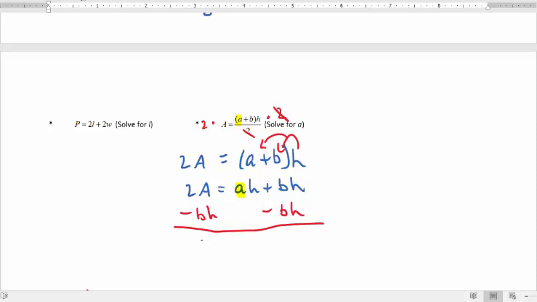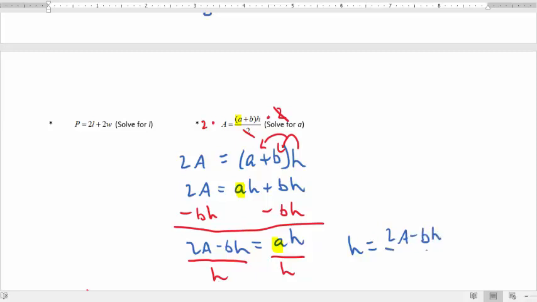So 2a minus bh equals ah. And again, I'm solving for a, so I've got to get rid of this h, which is being multiplied. So what I'll do is I'll just divide. And now I'm done. So h equals 2a minus bh over h. I'm sorry, it's not h equals, it's a equals.